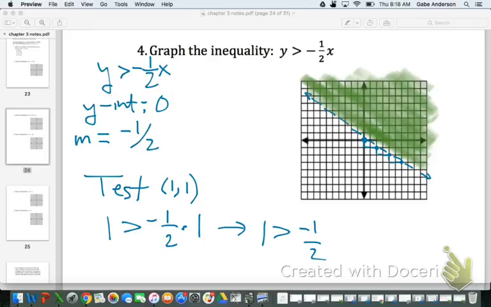Shade the other region. That's exactly right. Okay. Got 2 more, but they're a little bit different as far as what the lines look like. So just kind of a moment of pause right here.